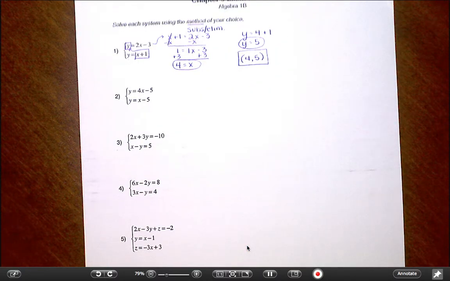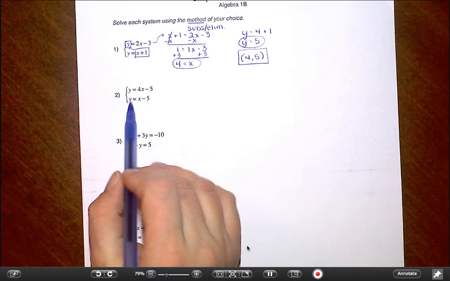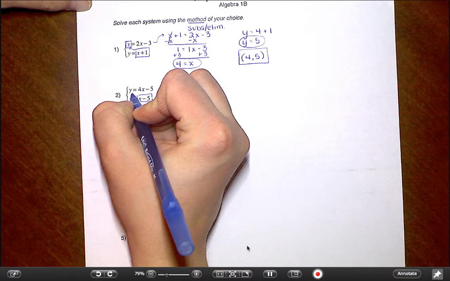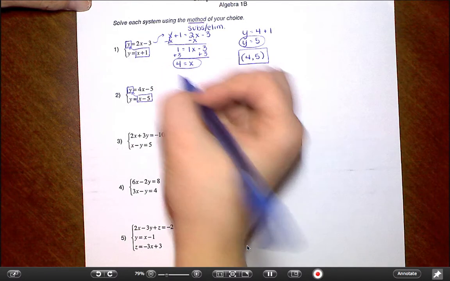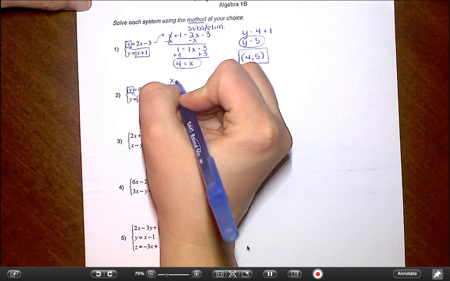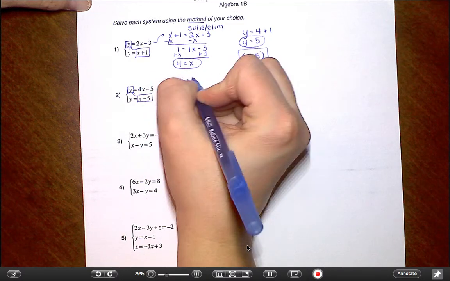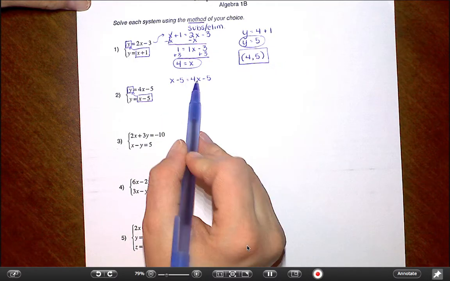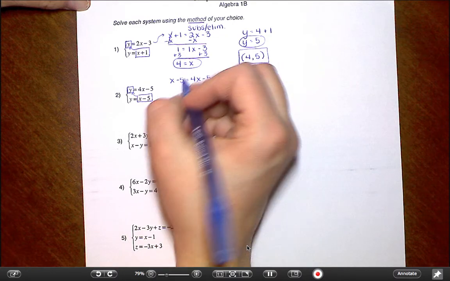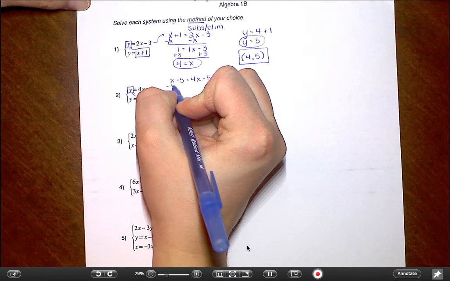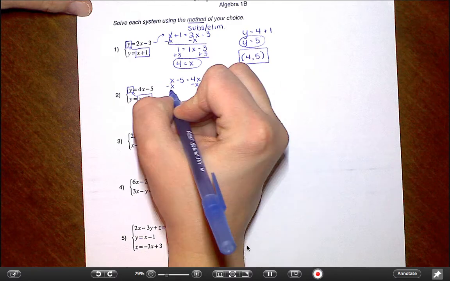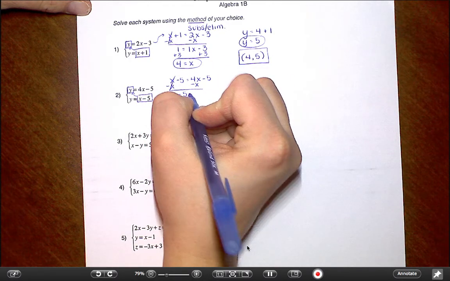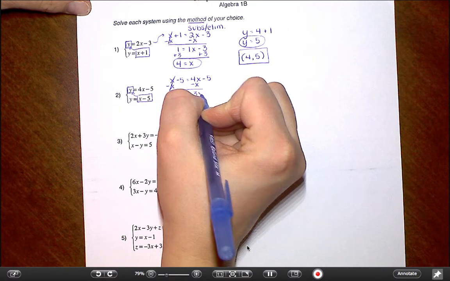So let's look at the next one. The next one's really similar. Again, I'm going to take what y is equal to and plug it in for y in the other equation. That leaves me with x minus 5 equals 4x minus 5. I'm going to start by getting my x's together. Because they're on different sides of the equals, I have to subtract to do that. So I'm going to minus x and minus x. Now I have negative 5 equals 3x minus 5.